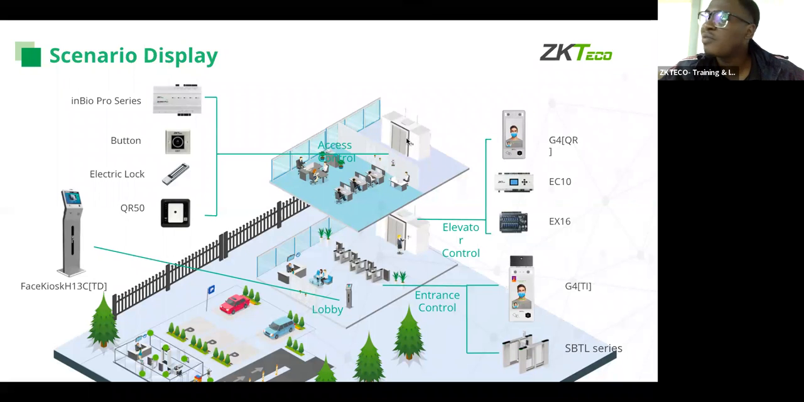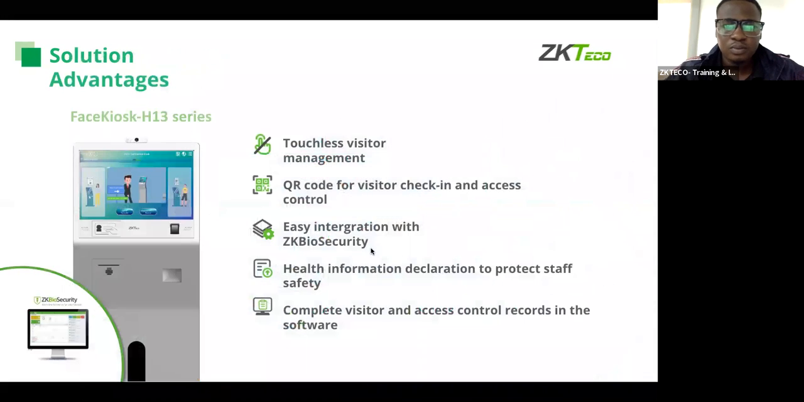So we can see different devices. So this is just a scenario. So what are the solution advantages? Touchless visitor management, QR code for visitor check-in and access control, easy integration with biosecurity, health information declaration, complete visitor and access control records in the software. So these are the advantages of the solution. The fact that the integration can be done with biosecurity is something that is really wonderful.